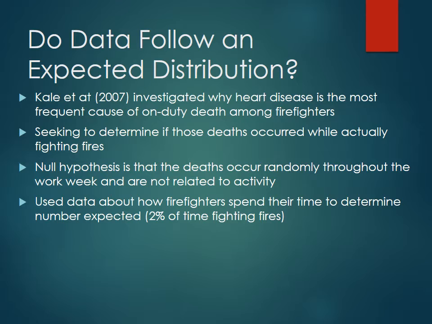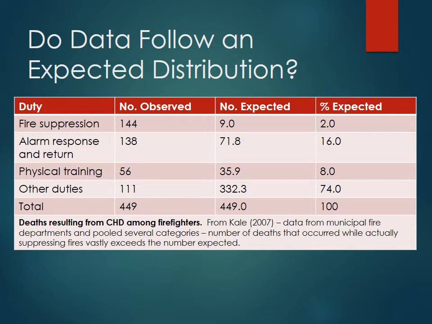So again, we're going to use this data to see what the expected frequencies of deaths occurring are, based on the time that they're spending during their shifts, versus what was actually happening. So basically the way you can look at this is, one, you can see the different categories here. So you can see the duties that the firefighters were performing, right? So you can see the fire suppression, the actual firefighting part of it, physical training, other duties. And you can see the percentage of time they actually spent doing all of those in the far right category, right? So based on that, if I were to have a total of 449 deaths that had occurred, 2% of that would end up being 9 deaths, right?